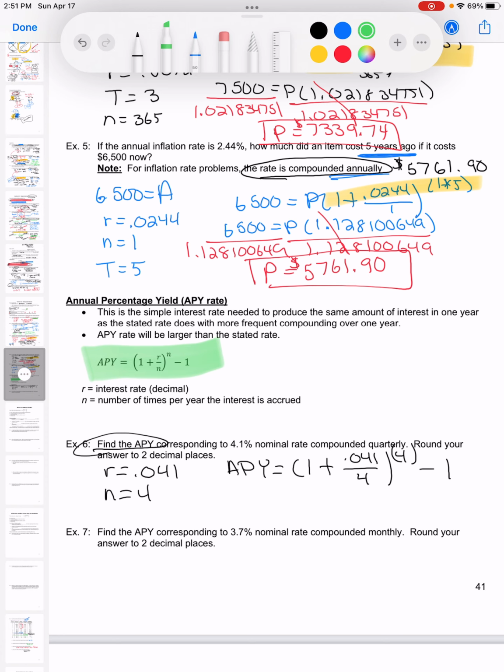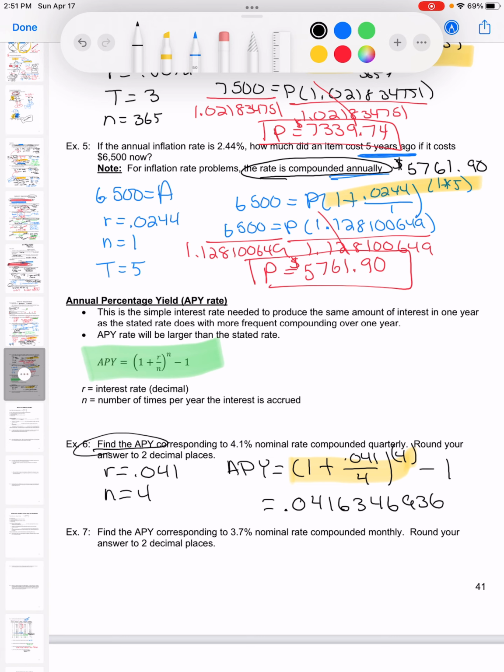Sometimes if you're having trouble, I tell people that you could just type in this first part, get that answer, hit enter, and then take that answer -1 on there. If you type it in correctly, your calculator should give you a decimal answer that we're going to have to round.